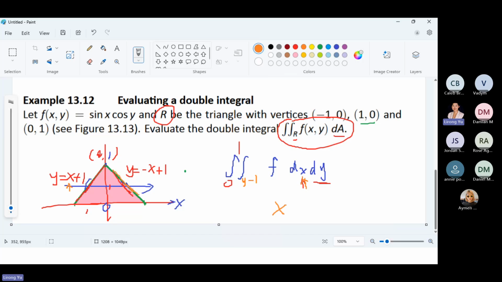On the upper boundary, you have to solve for your x value. You bring the x over, so it will be this x over and this y over. So x equal to 1 minus y. That's the upper boundary. So it's 1 minus y.